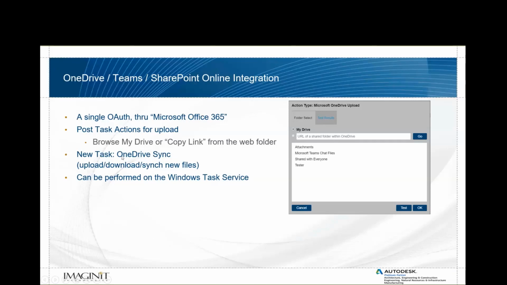We also have a OneDrive sync task. So if you just need to synchronize back and forth the files that are in OneDrive down to files that are on your network, we've got that built in as well. And these can all be performed on the Windows task service, so not necessarily running inside of Revit, because Revit's not really necessary. So they can be performed just by our Windows service.